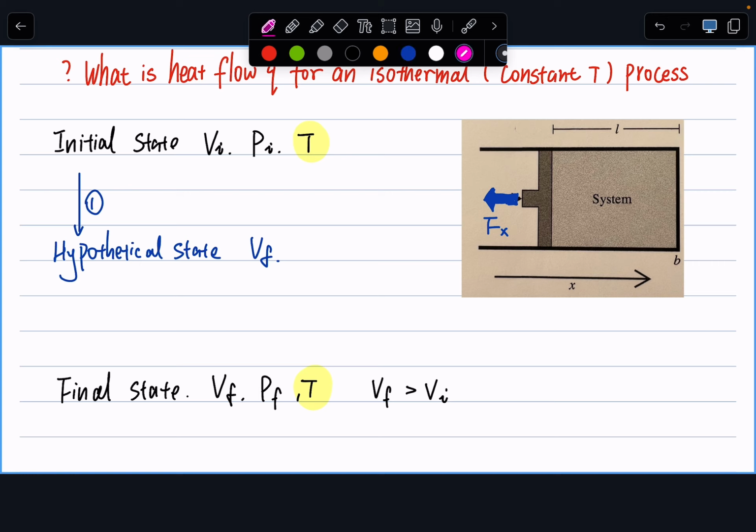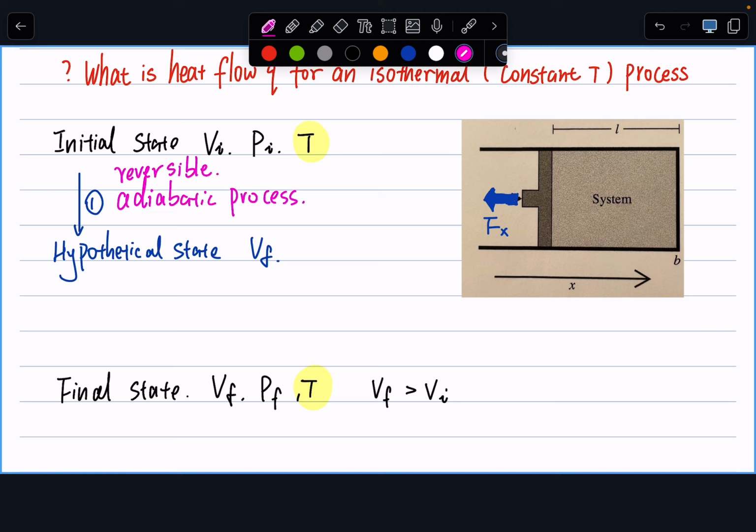Let's manually set this process to be an adiabatic process, a reversible adiabatic process. That's the first step. We're having a reversible adiabatic expansion of the gas from the initial volume to the final volume.